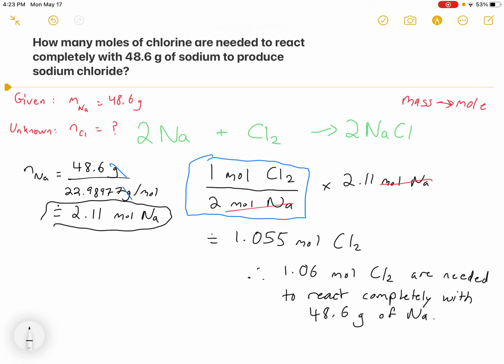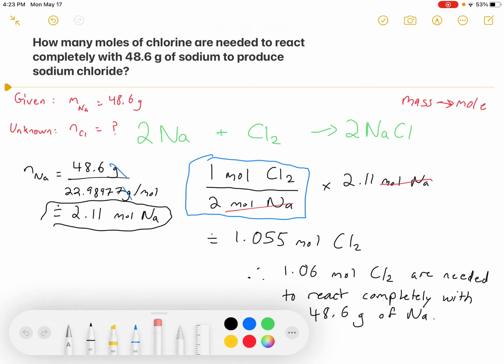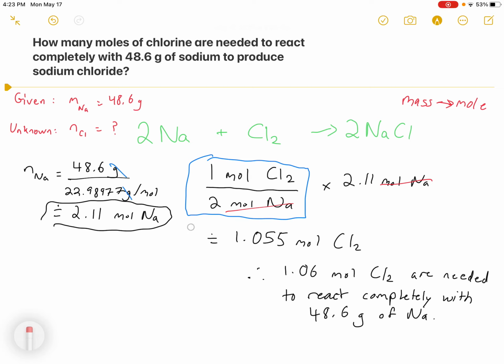grams of sodium. So our first step there was we determined our given and our unknown. We wrote out our balanced equation. We converted grams of sodium into moles. We set up our equivalent proportion to be able to go from the moles of what was known to the moles of what was unknown. And then we determined that value, and were able to therefore determine how many moles of chlorine were needed to react completely with a given mass of sodium.